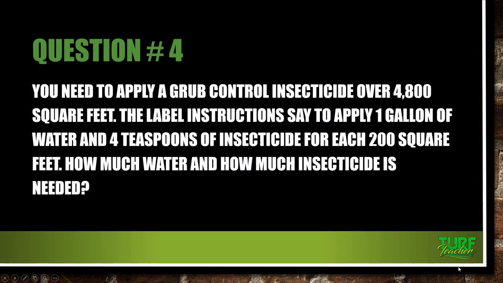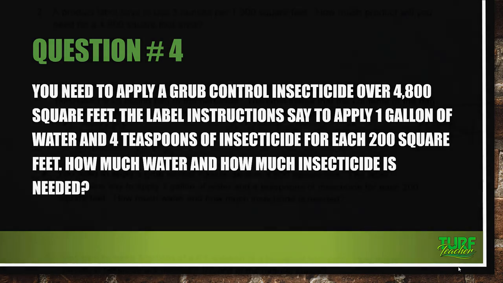Question number 4, you need to apply grub control insecticide over 4,800 square feet. The label instructions say to apply 1 gallon of water and 4 teaspoons of insecticide for each 200 square feet. How much water and how much insecticide is needed? So this is basically a two-part question. We're going to figure out how much water we need to do the 4,800 square feet, and then we're going to figure out how much insecticide we're going to need. And let's take the problem all the way. Let's express our insecticide in the number of cups. Let's do the math.